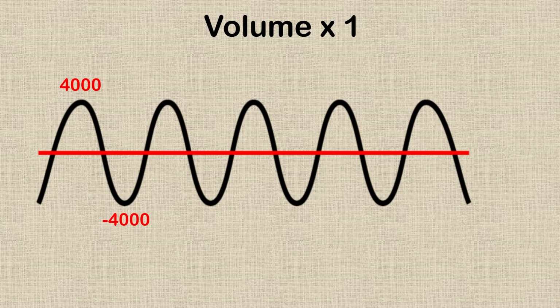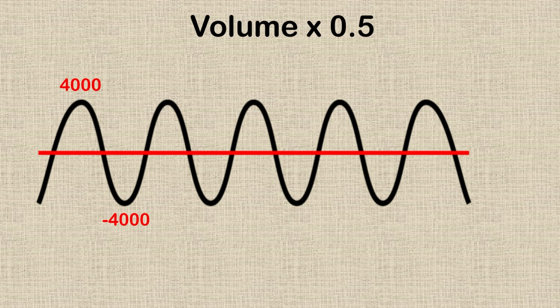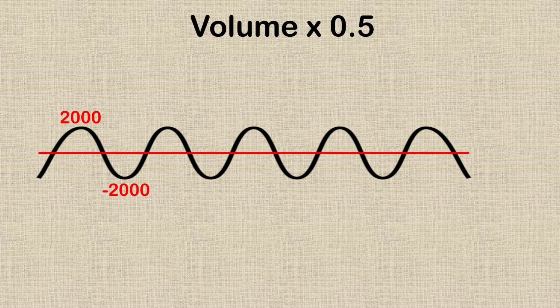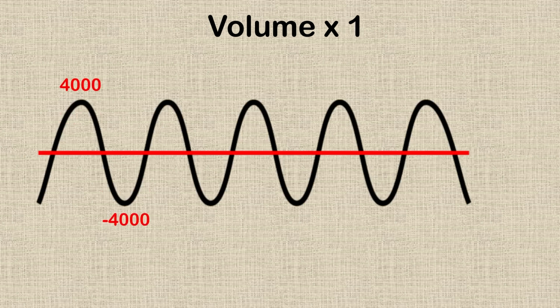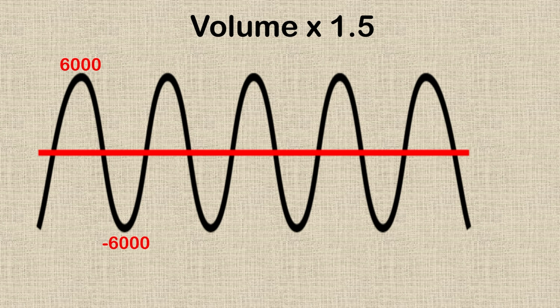How do we reduce the volume? Remember, this is digital data. So if we reduce the size of the numbers, we will reduce the volume. Simply multiply the numbers by, say, 0.5 would halve the volume. Times by 1 and it will remain the same. Times by 1.5 and it will go louder, etc, etc.